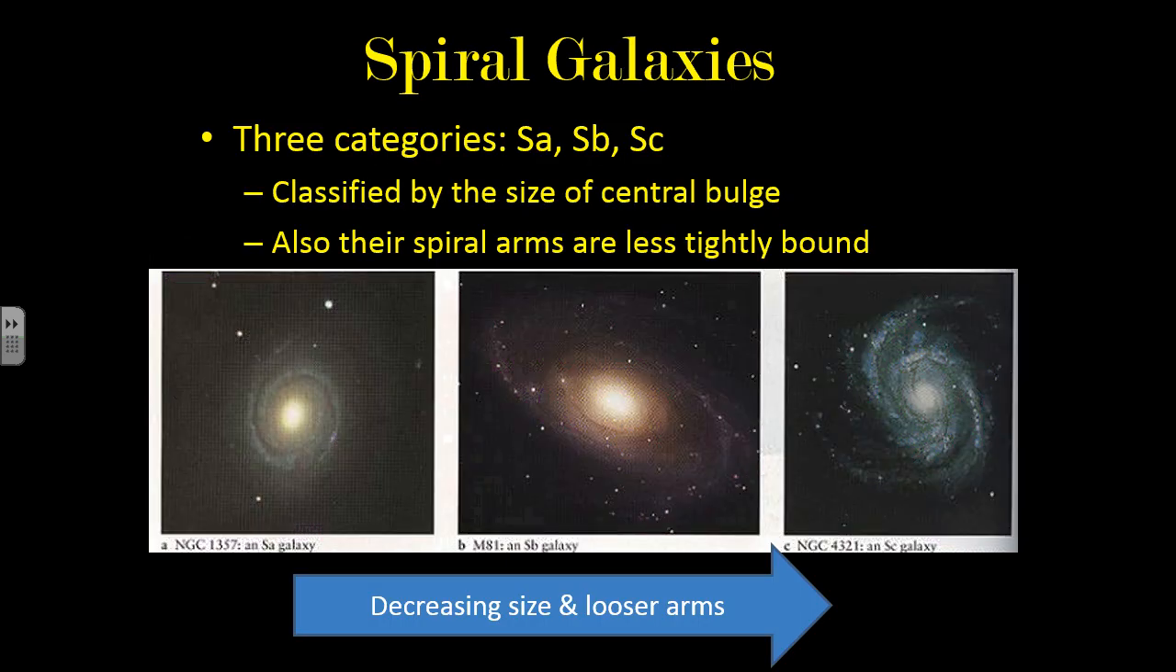There are three categories of spiral galaxies. These are regular spiral galaxies. You can see them in the image here, and basically it has to do with how big the central bulge within those galaxies are and how tightly bound those arms are. Are they tight or are they loose? So you can see with the arrow here that going from left to right, we have looser arms, we have a smaller bulge at the center. And these are listed as SA, SB, and SC. So spiral A, spiral B, and spiral C, going from left to right. So spiral C has the smallest bulge and the loosest arms.